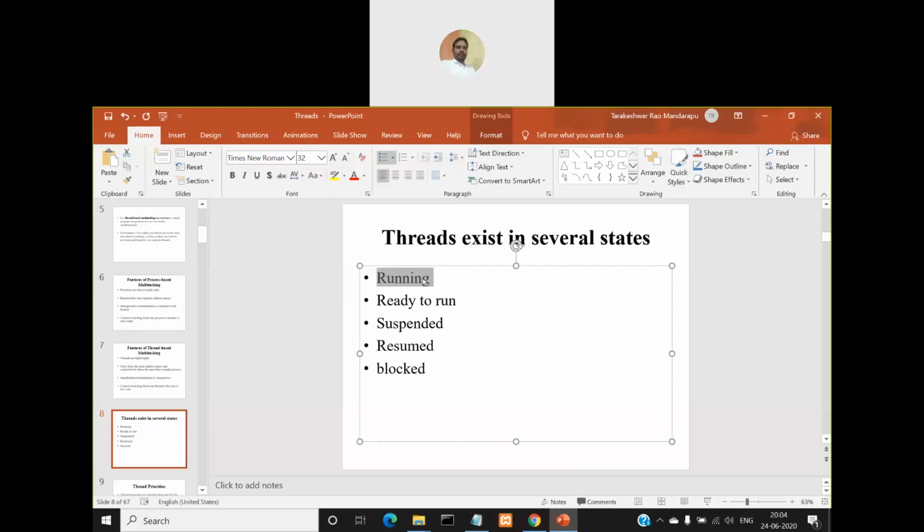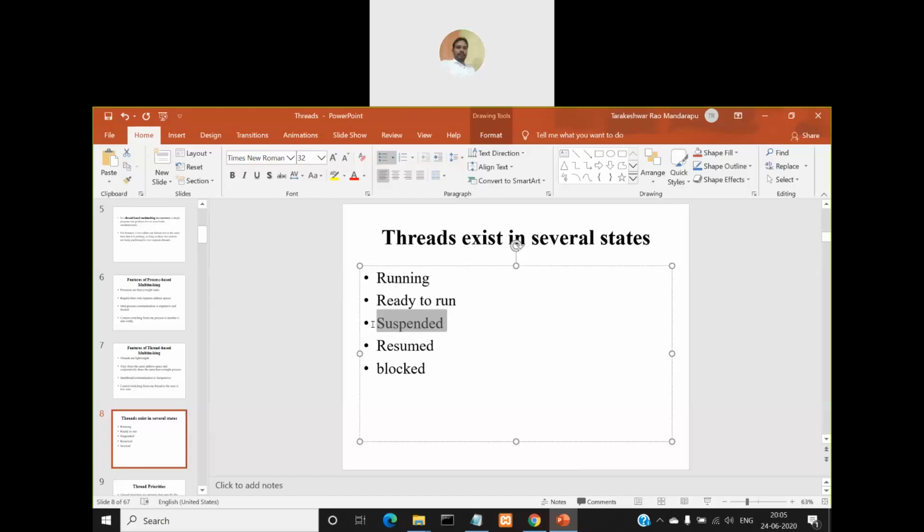When it is in a running state, if it requires some input or output operation or some other operation which does not require the CPU, then the thread will be suspended and another thread will be given a chance. It is suspended because it will not be utilizing the CPU until it performs that input or output operation. So the CPU will leave that current thread and take another thread for execution. Then that other thread is in running state, and the earlier thread has been suspended.